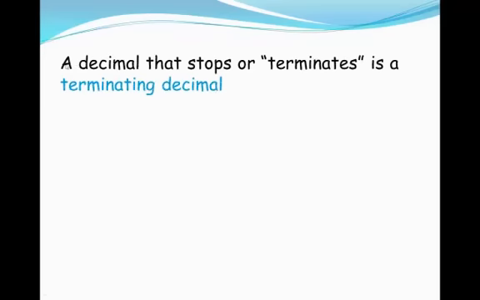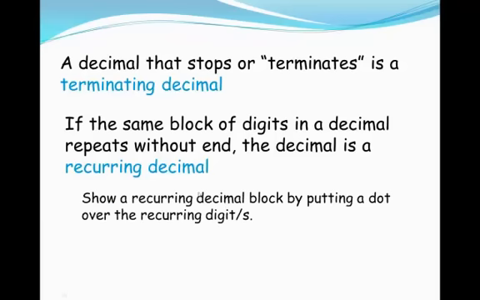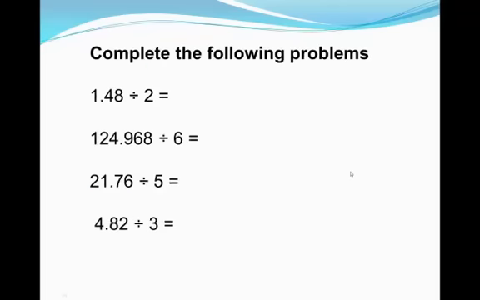So our definitions: a decimal that stops or terminates is a terminating decimal, and if the same block of digits in a decimal repeats without end, the decimal is a recurring decimal. You show a recurring decimal by putting a dot over the recurring digit or digits. So can you now please complete these 4 problems in your workbook and pause the computer while you're doing them. Thank you.